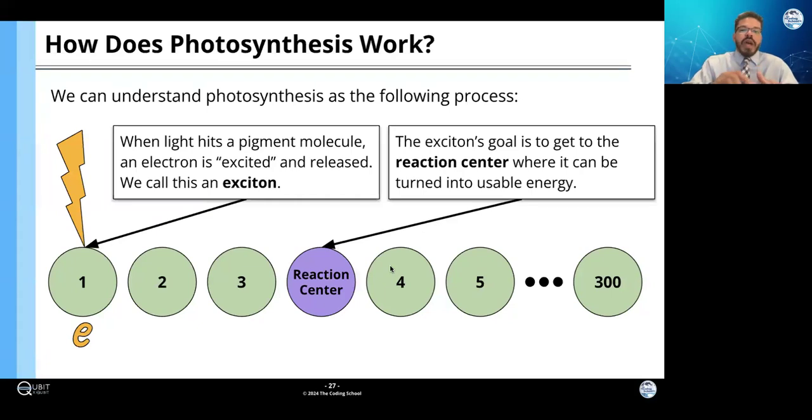So now that we've created this excitation in the pigment molecule, that excitation needs to travel to a reaction center in order to be turned into usable energy. And so you have a transfer of light energy into this exciton. If you can move the exciton, which carries the light energy, to the reaction center, then you can go through the process of creating chemical energy for the plant to use.